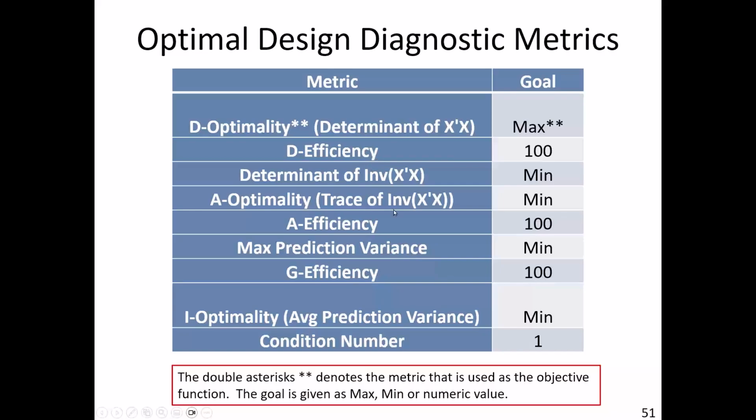These efficiency scores make it really easy to interpret because it's on a 0 to 100. It's like R-square. It's not the same as R-square, but your interpretation. And sometimes these numbers can be really, really small, so they're not very practical to look at the determinant of the inverse to decide the quality of your design. Whereas D-efficiency, A-efficiency, and G-efficiency are much easier to interpret. I-optimality is your average prediction variance, and you want to minimize that. And your condition number, again, you want to minimize that.